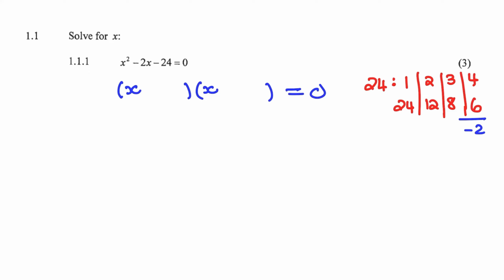So I'll have 4 minus 6. So in my brackets I'll have (x + 4)(x - 6) equal to 0. Then I simply need to set every bracket equal to 0 in order to find the values of x.